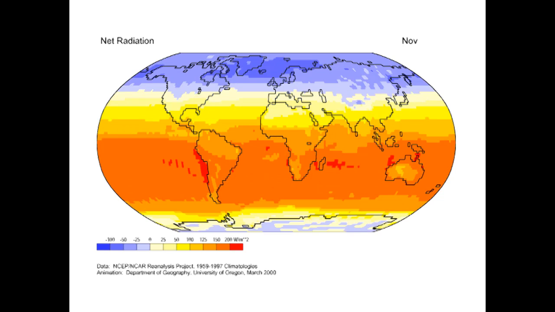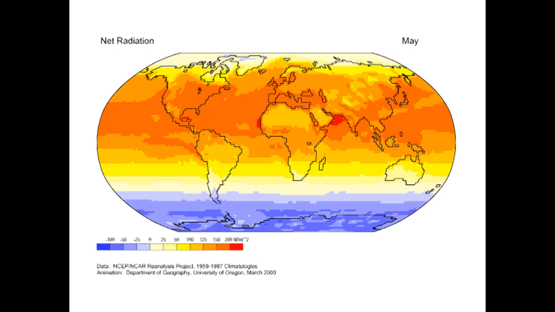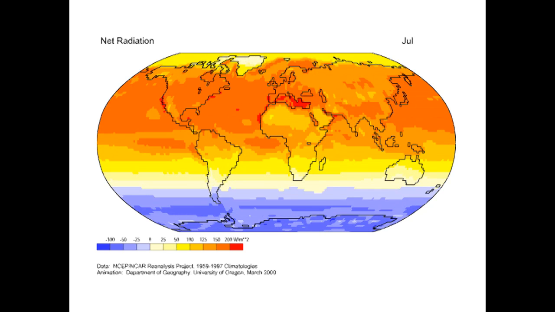Here is another sequence of maps showing the seasonal migration of the net radiation budget of the Earth as measured from satellites. You can see the north-south migration of the regions of high absorption and emission of radiation.